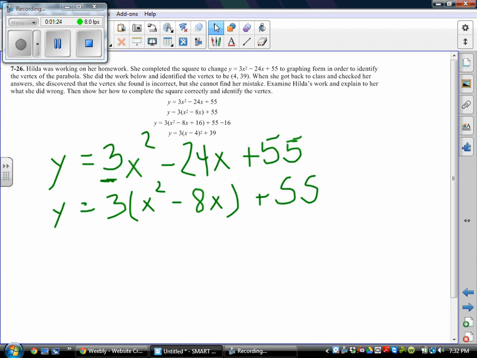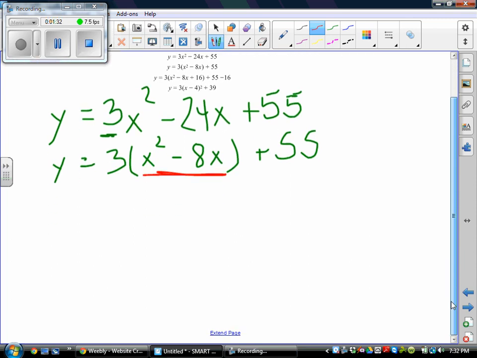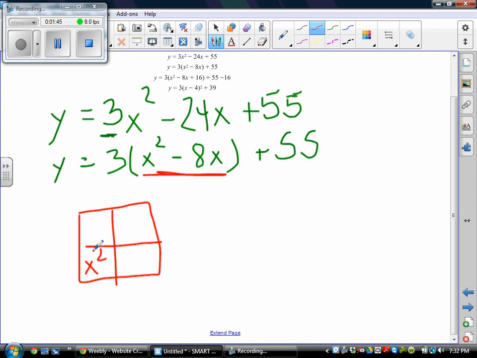The next thing I'm going to do is focus on completing the square for just this part inside the parentheses. We're going to hold off on other things for right now. What we did to complete the square was we drew our rectangle, which is actually going to be a square this time. We put in our x squared term. This is when we split up the middle term equally, so we have negative 4x and negative 4x.